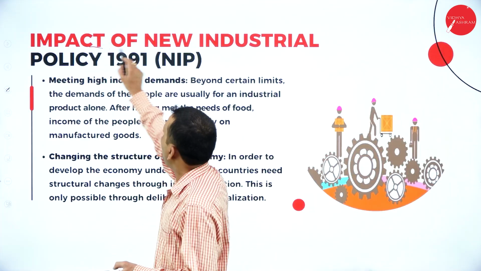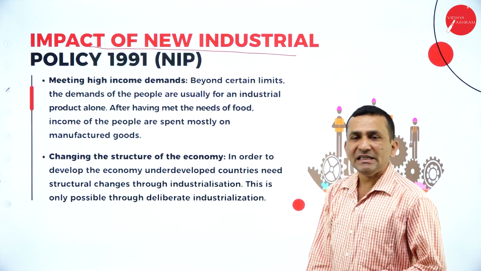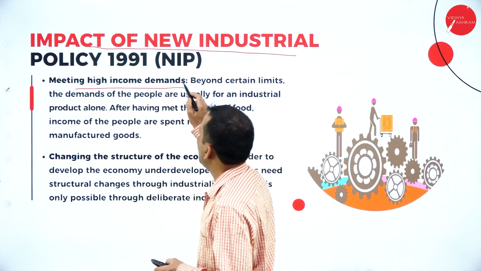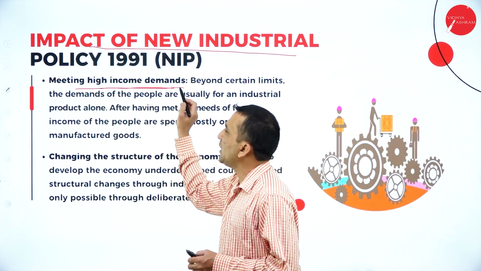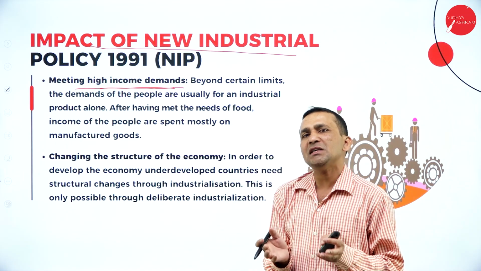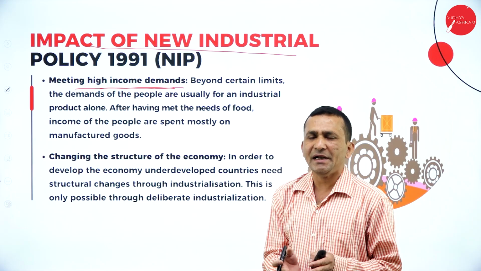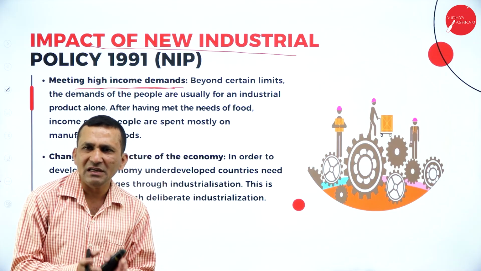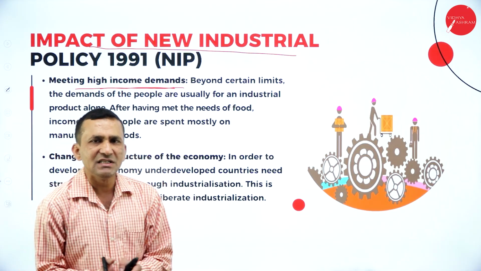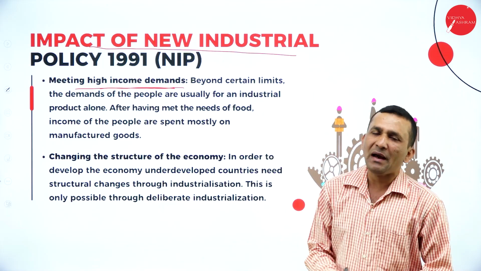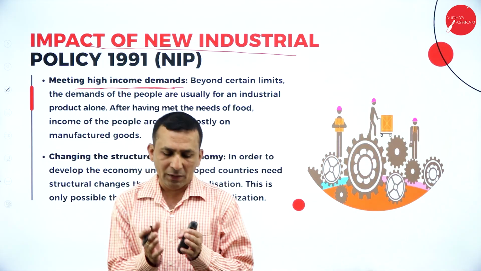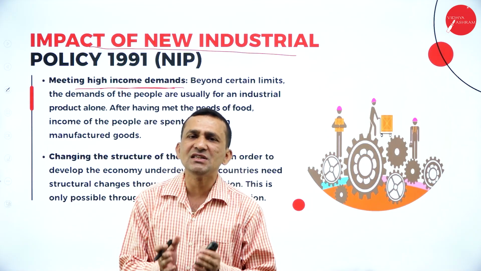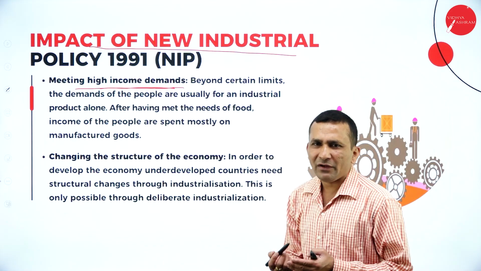And moving forward, impact of the new industrial policy 1991, how the business is getting impacted. So meeting the high income demand. Meeting the high income demand means actually when the number of industry are located or started, of course the income level also increases. The human beings always expect the basic needs which are food, shelter. So apart from the manufacturing goods or capital goods which, if we don't have an industry, we get imported from other countries. So when the number of industry increases in our country, the income level also increases.